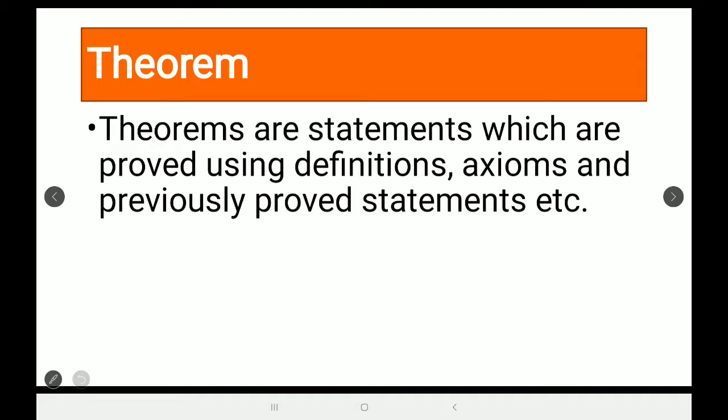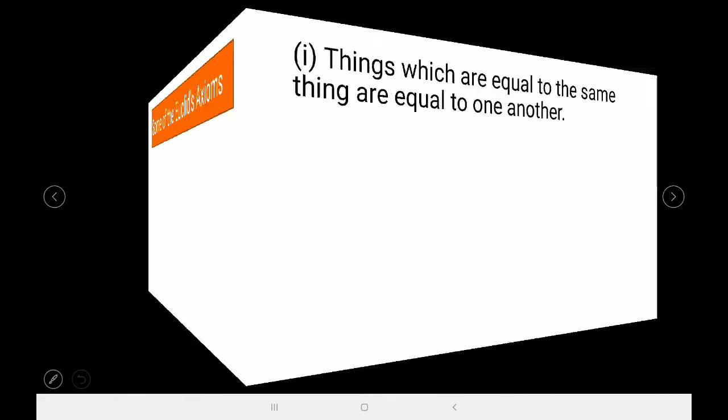Now one word, theorem, is there. What is a theorem? Theorems are the statements which are proved using the definitions, axioms and previously proved statements. And we will use theorems to solve some of the examples. Now we will learn some of Euclid's axioms. There are 5 axioms.